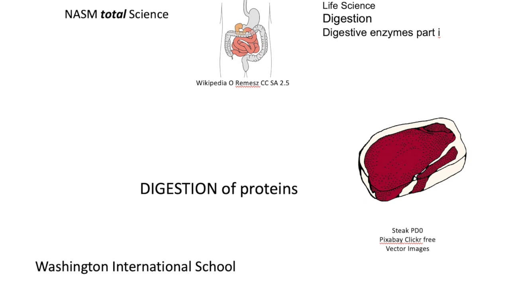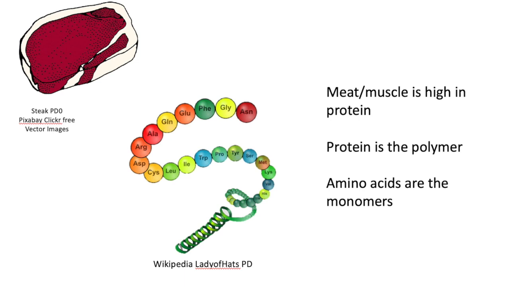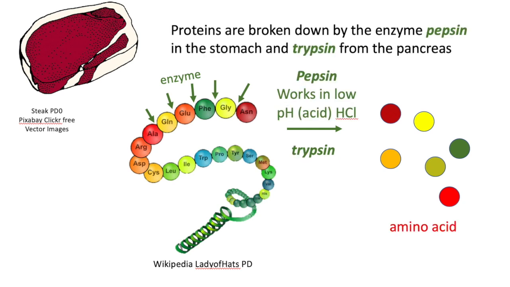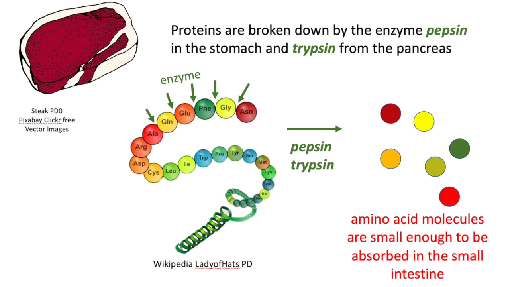Digestion of proteins, they'll be made smaller with the teeth in the mouth. And then the long protein molecule, which is the polymer, will be broken up into those individual amino acid units with the enzymes pepsin in the stomach and then trypsin as well. The pepsin, remember, in the stomach works with a low acid pH with the hydrochloric acid in the stomach. And the trypsin comes from the pancreas, and you get molecules that are small enough to be absorbed in the small intestine.